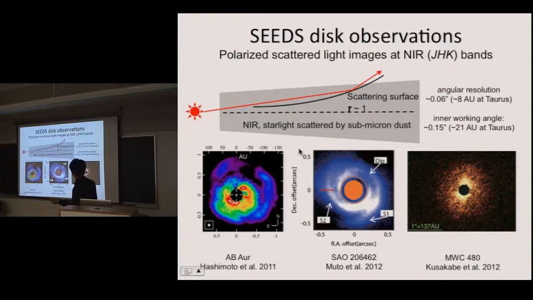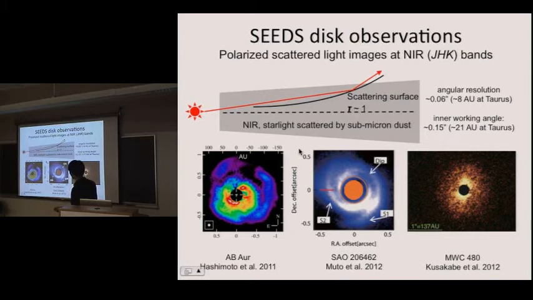The angular resolution of the direct imaging project is about 0.06 arcsecond, which translates into 8 AU in polarized light. And the inner working angle is about 20 AU in polarized light. This is if you use a coronagraph, then this is the coronagraph size. If you don't use a coronagraph, then this is a little bit smaller, which would be the saturation radius of the image. But in any case, the point is that the inner 15 to 20 AU is not directly accessible in the near-infrared image.